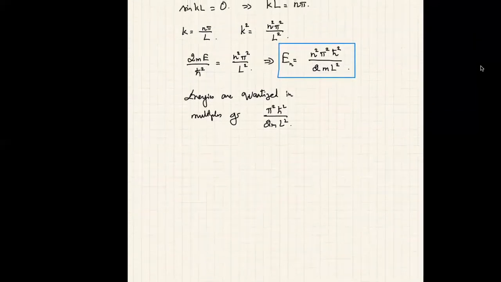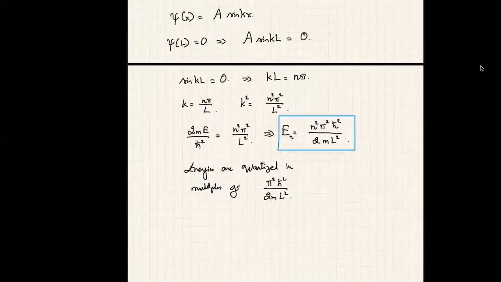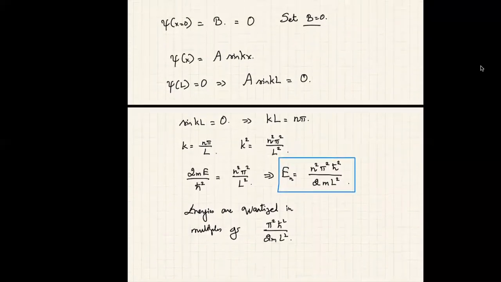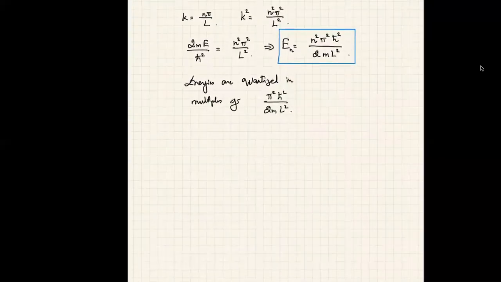So the lowest possible state has energy E1. Notice that n cannot be equal to 0. Why cannot n be equal to 0? Because if n equals 0, I get a trivial solution again. Now, the lowest possible state has n equal to 1.